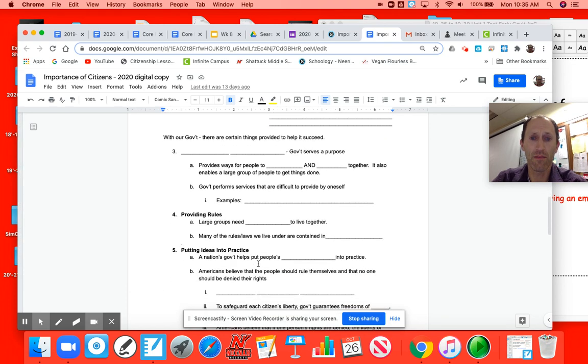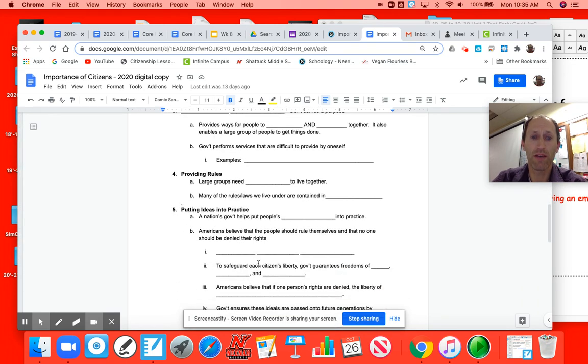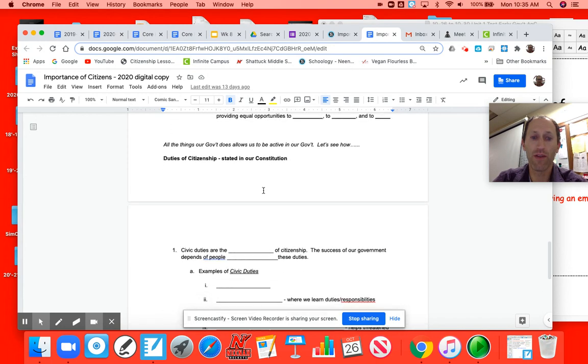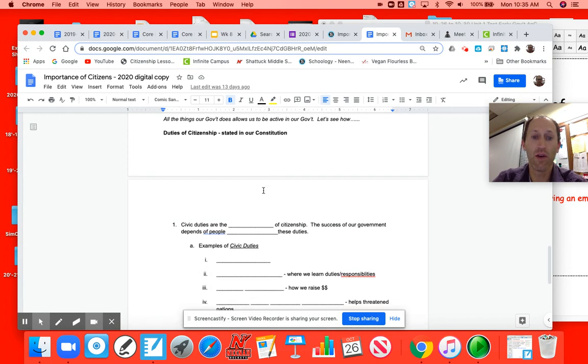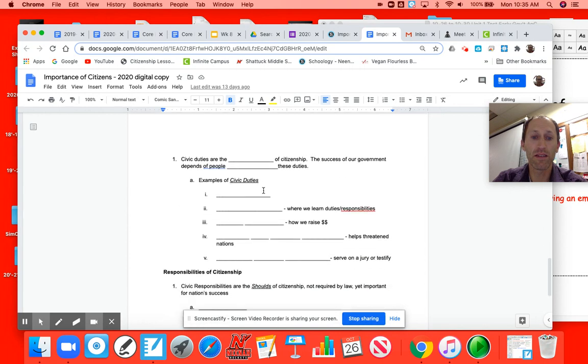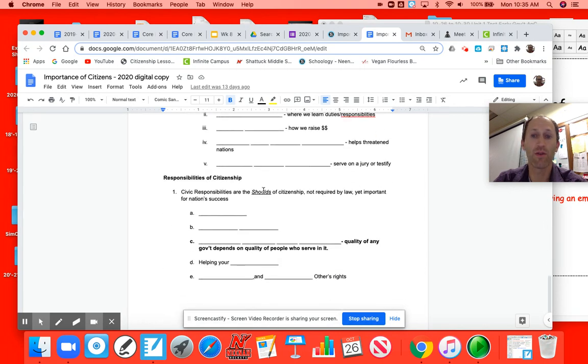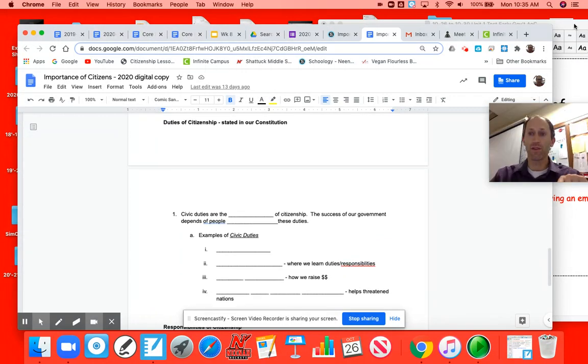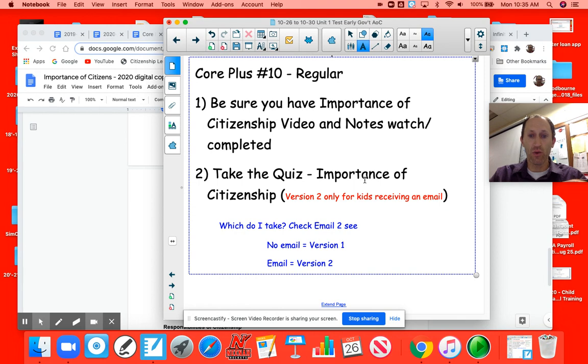All right, the bottom part here talks about what the benefits are with rules. Remember that rules are essential for people living in large groups so that they get along. We know that there are differences between duties or the musts that people do in society and the responsibilities or the shoulds. All right, that was a little review of what you need to do. Be sure this document is done. Once you are finished, you are going to take the quiz, Importance of Citizenship quiz.